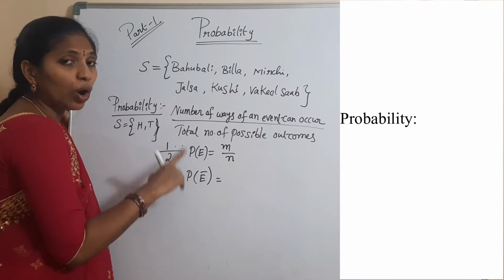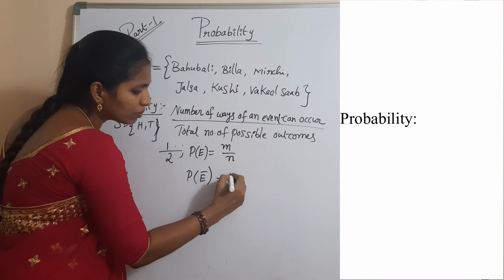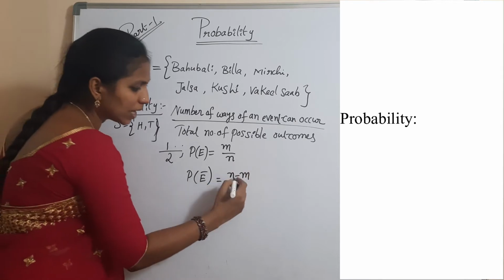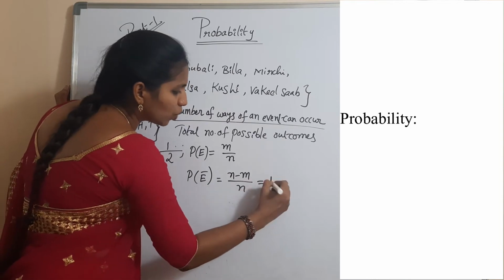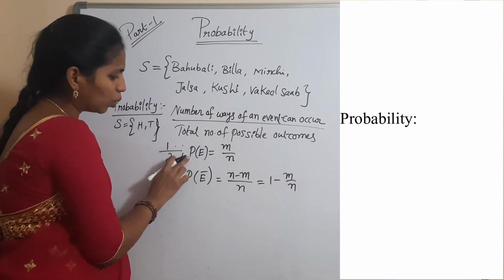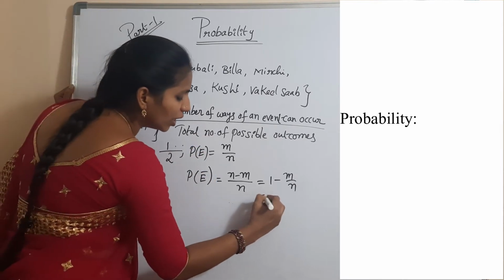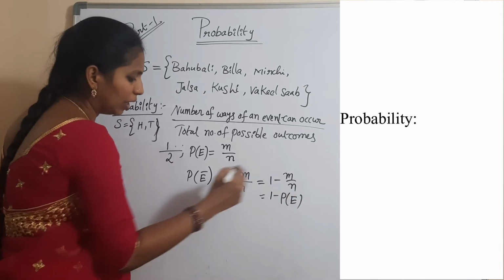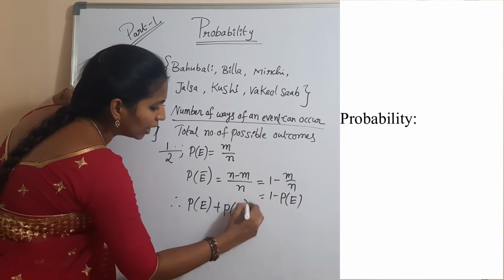probability of non-occurrence of an event, means the favorable outcomes are n minus m out of the total. Non-occurrence of an event means n minus m by n. That equals n by n minus m by n, which is 1 minus m by n. Here m by n is equal to what? P of E, the probability of occurrence of an event. So P of E bar equals 1 minus P of E. Therefore, P of E plus P of E bar equals 1.